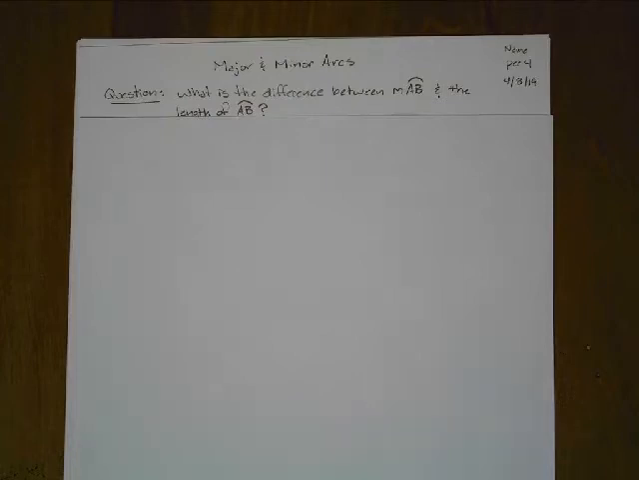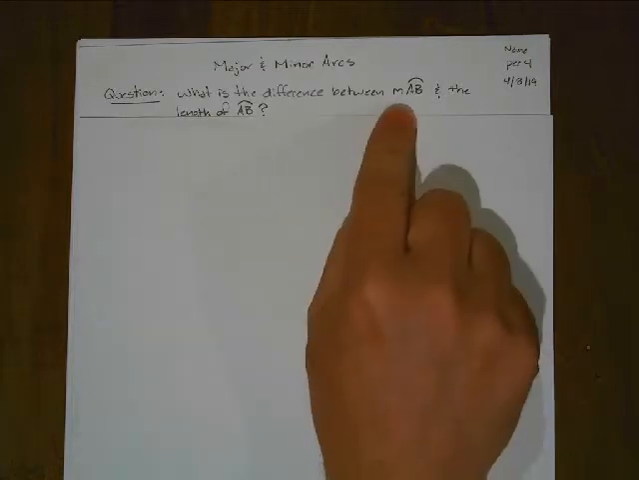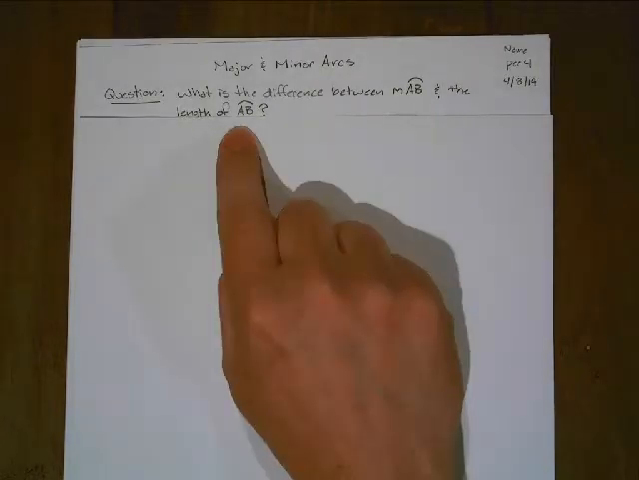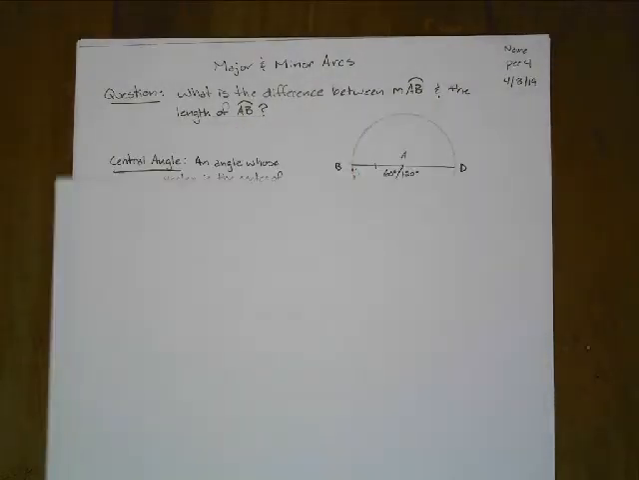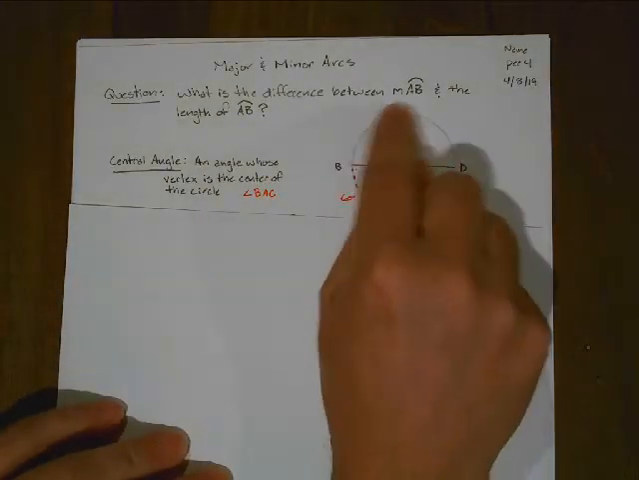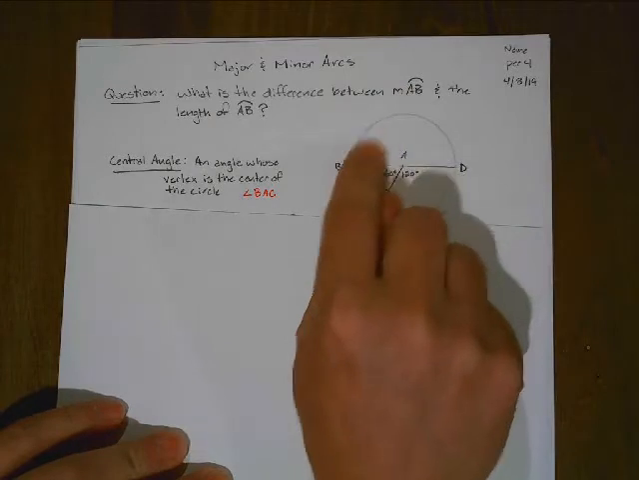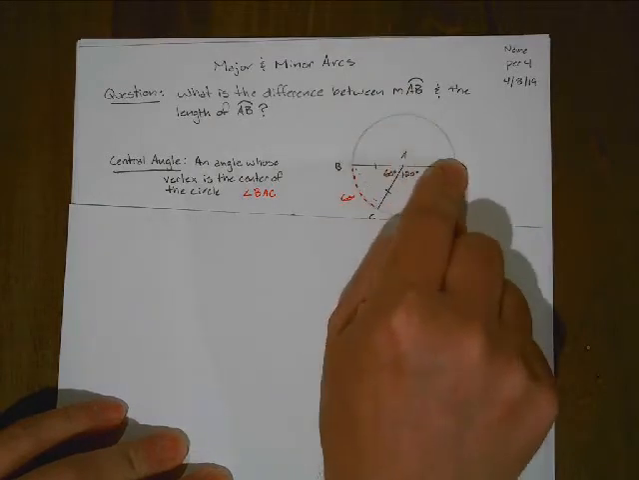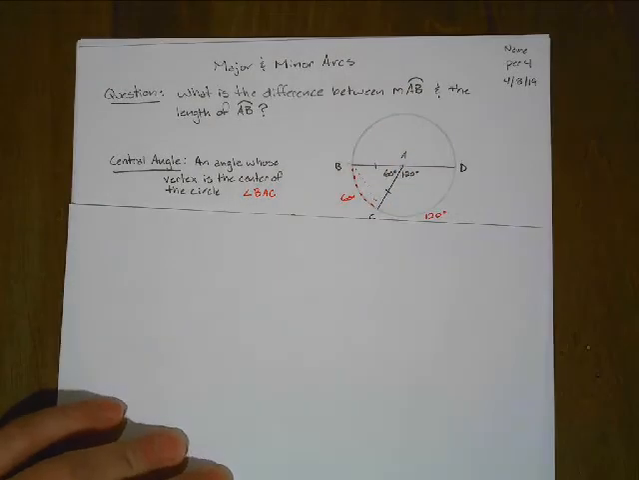All right, today we're going to start talking about circles, and specifically we're going to talk about major and minor arcs. Our question today that we're going to start with is, what's the difference between the measurement of arc AB and the length of arc AB? Because there's two ways that you can kind of look at an arc. An arc is kind of like the outside of the circle. So you can think of it in two ways.